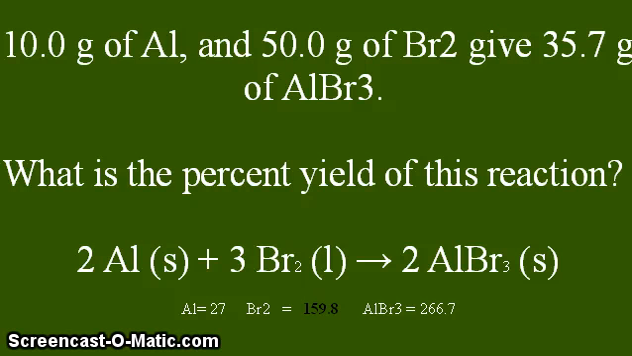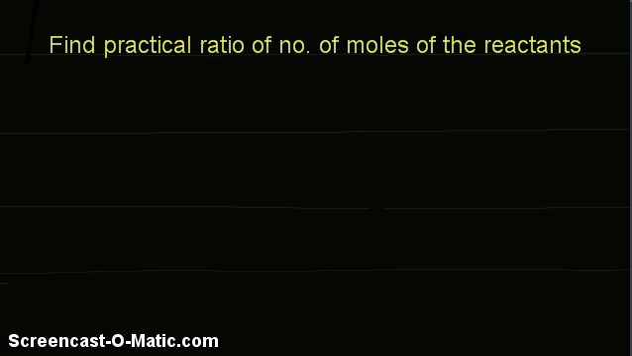10 grams of aluminum and 50 grams of bromine give 35.7 grams of aluminum bromide. Find the percent yield of this reaction. The atomic and molar masses are given. This is a problem based on stoichiometry, and so the ratio of moles is important. So first find the practical ratio of the number of moles of the reactants.